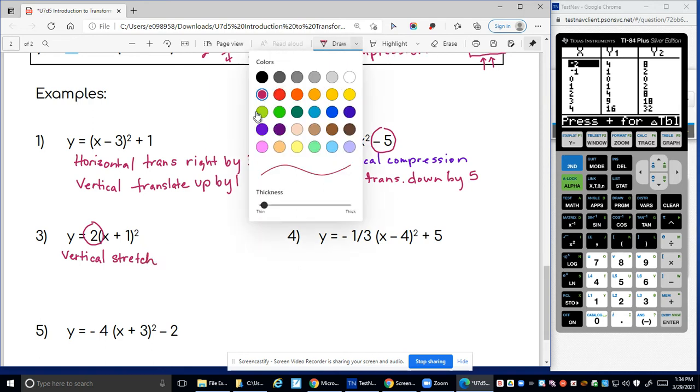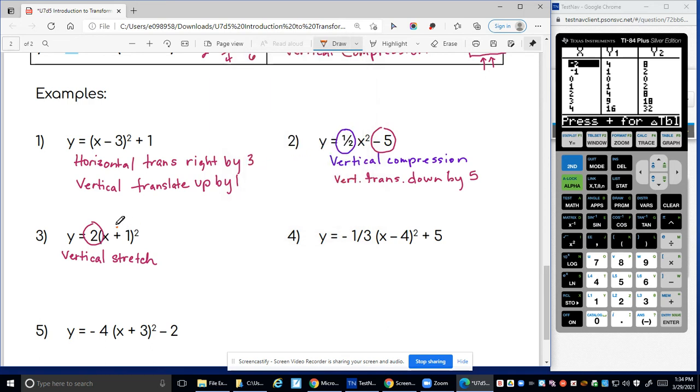And my next thing is inside the parentheses, though. That parentheses makes an O for opposite. So I think of going to the right, but really it's to the left. Left by 1. And the fancy word for that is horizontal translation. Horizontal translation, left by 1.